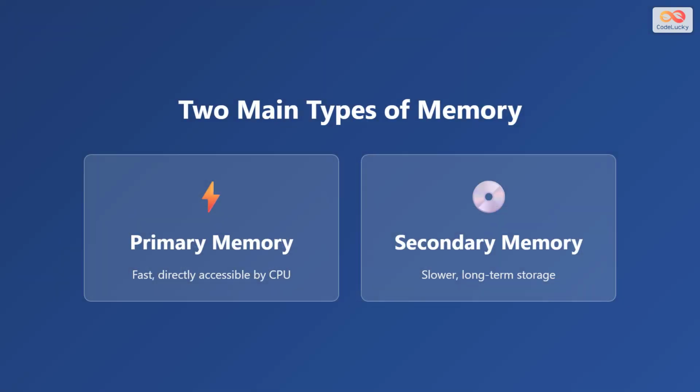There are two main types of memory in a computer system. Primary memory is fast and directly accessible by the CPU, which means the processor can quickly read from and write to it. Secondary memory, on the other hand, is slower but provides long-term storage for your files and programs when they're not actively being used.